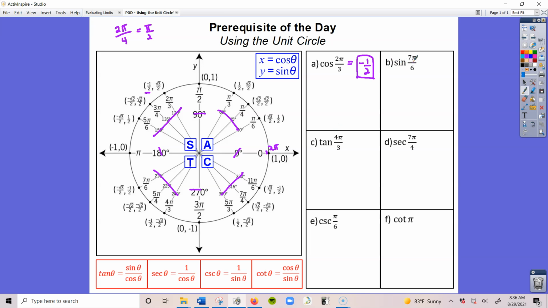The sine of 7 pi over 6. Instead of scanning my whole unit circle, which can take a couple seconds, an easier way is I know that 7 is 1 more than 6, so this angle must be in quadrant 3. The sine is the y value, which is negative 1/2.